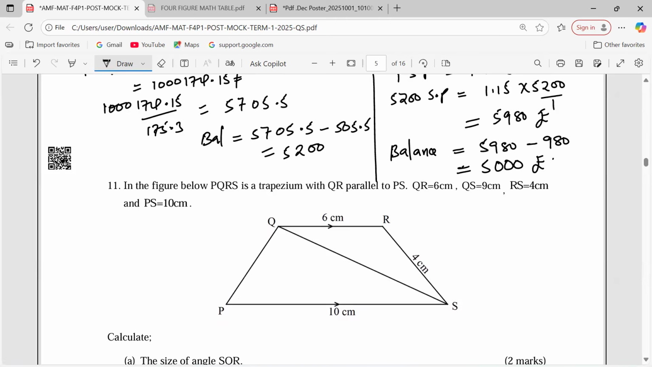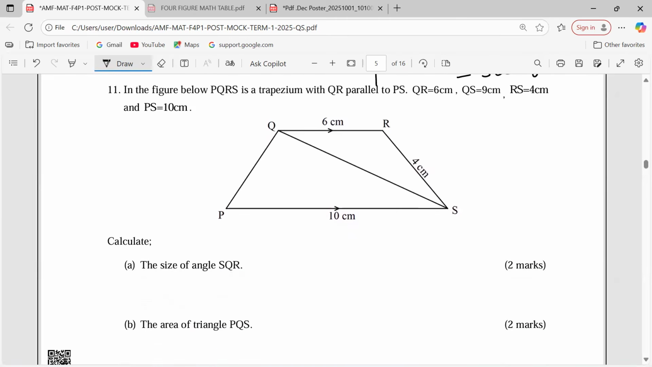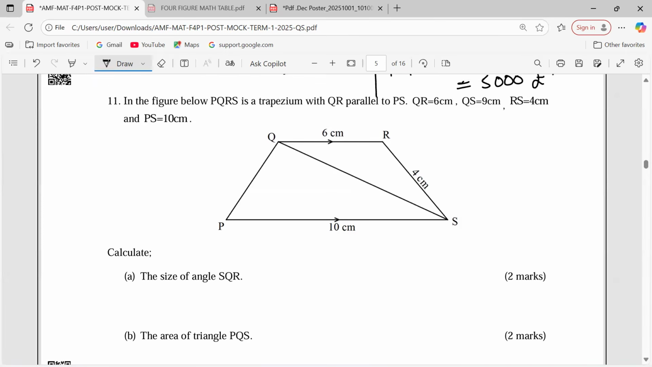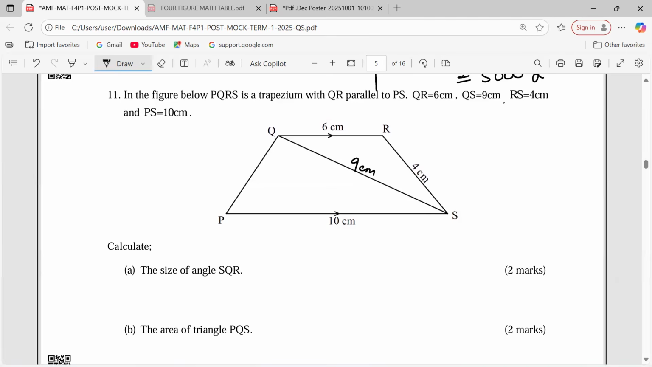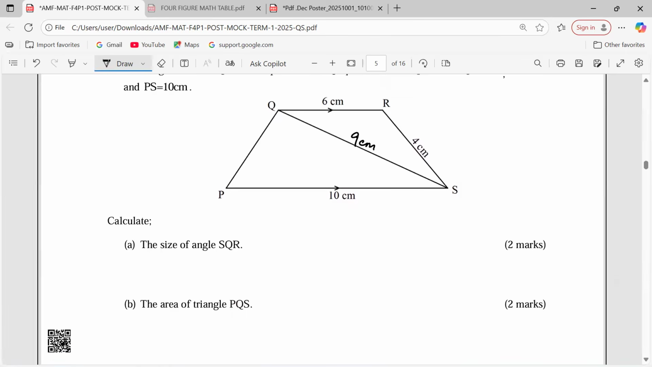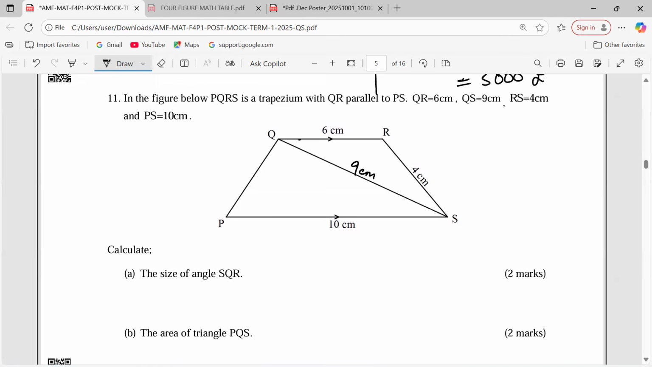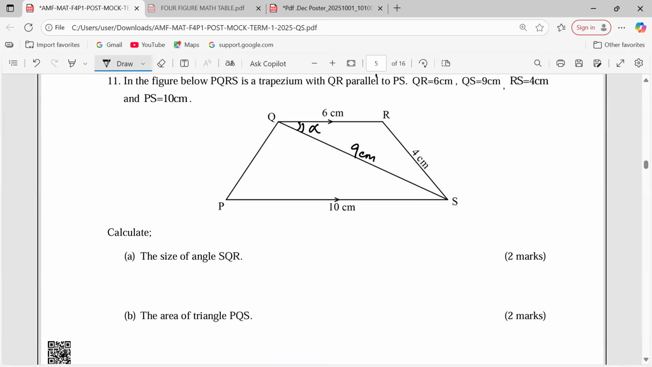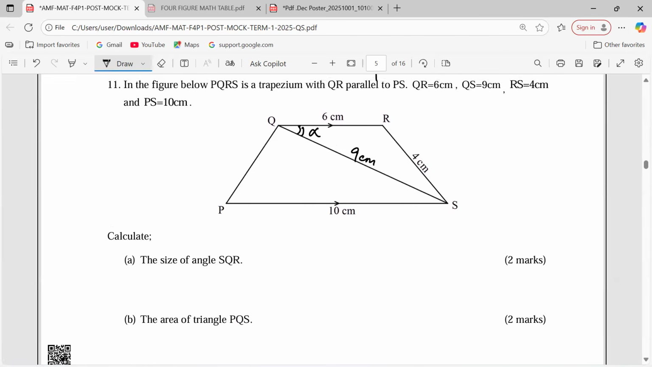A very good question. Now we are looking at number 11. In the figure below, PQRS is a trapezium with QR parallel to PS. QR equals to 6 centimeters, QS 9, this is 9. Then RS 4 centimeters, PS 10, as you can see on the diagram now. Calculate the size of angle SQR. This is the angle. We can let it be maybe alpha. So to get the angle, remember in triangle QRS, the 3 sides are known.